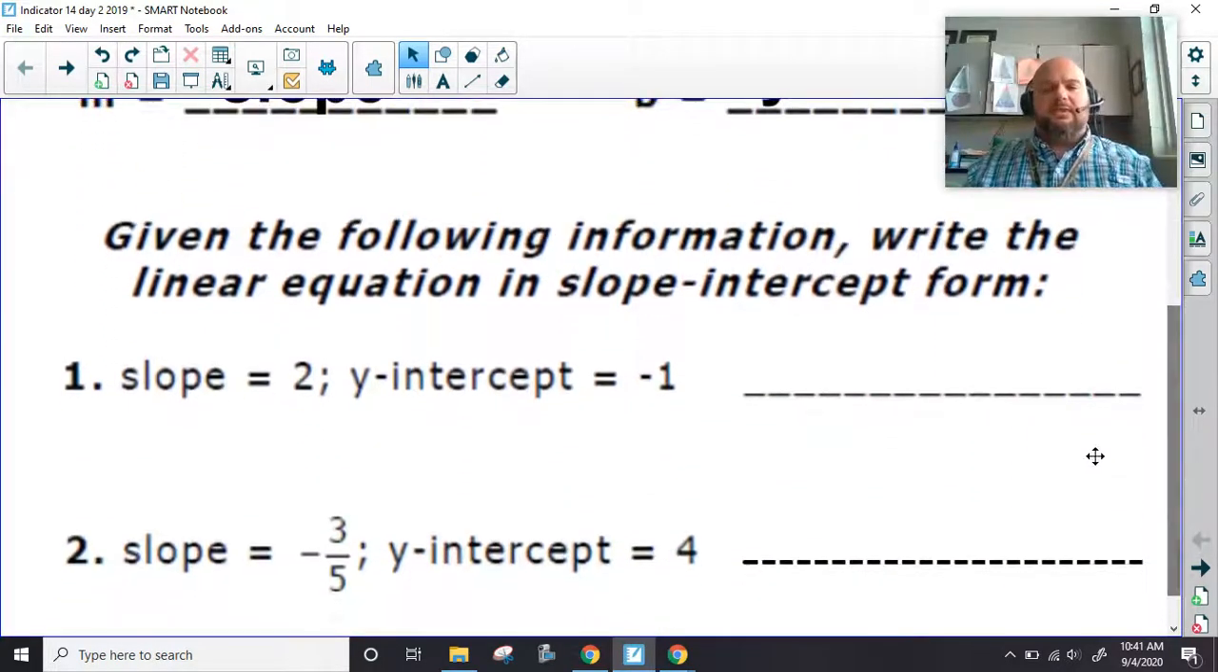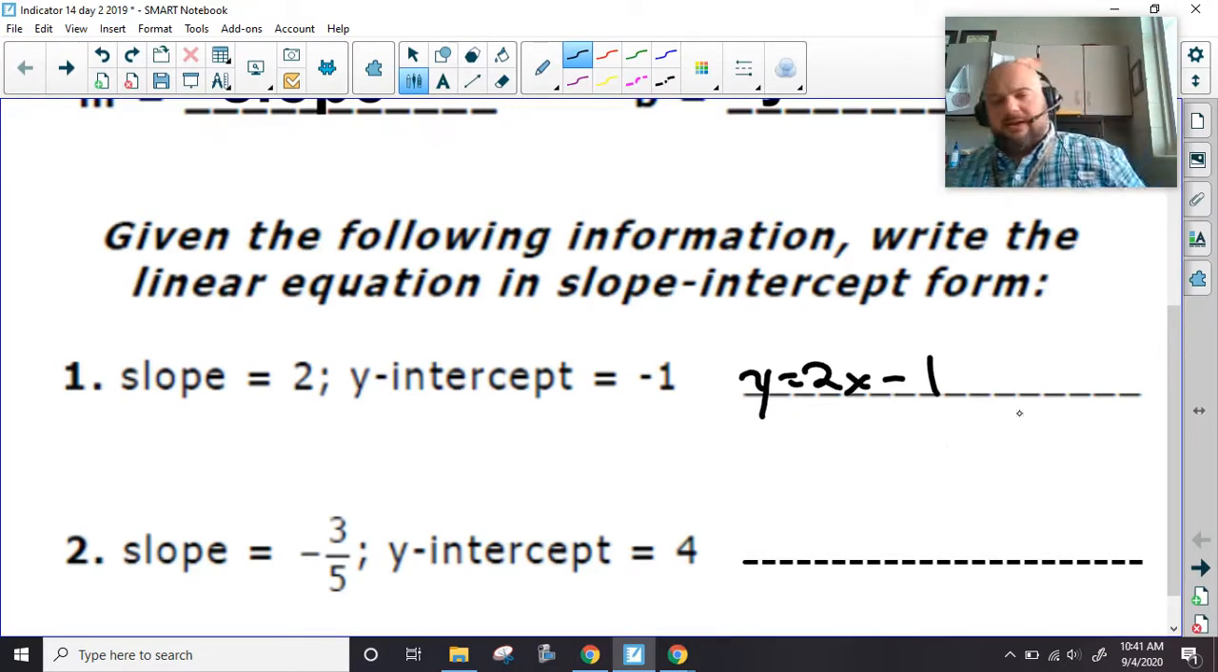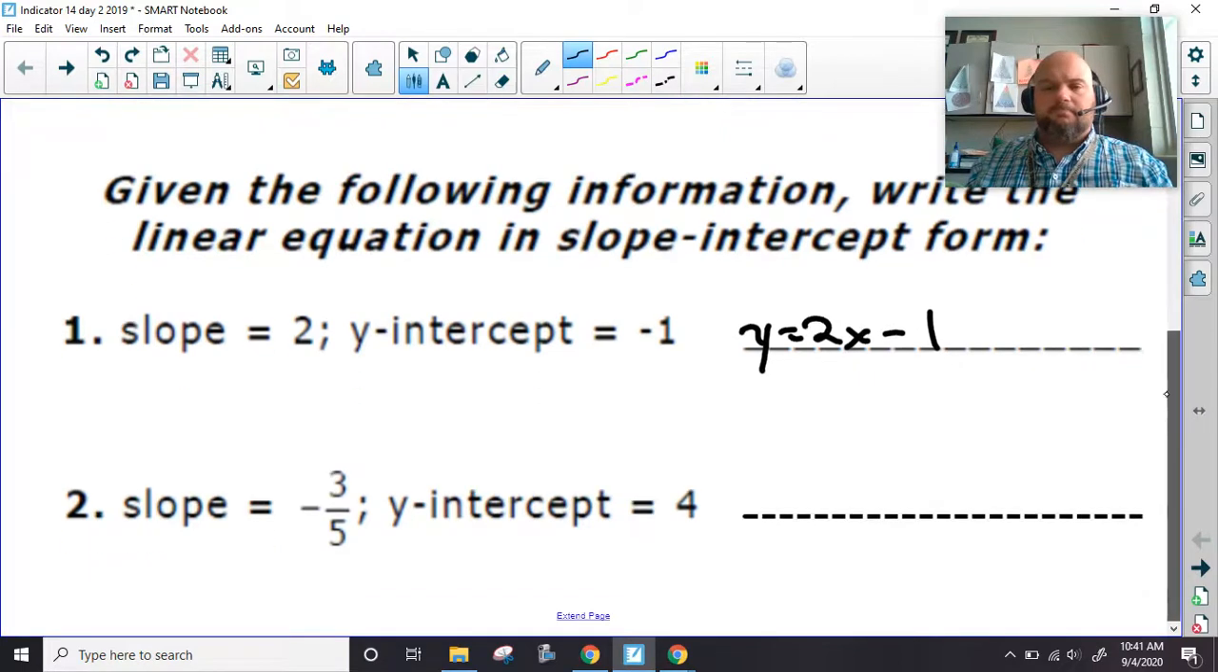All right. We're actually just plugging these values in. Okay. So we're going to have y equals. Slope is 2. That's our number beside x. And then we have our y-intercept of -1. I would just write it like that. You could do plus -1. To me, less is more.